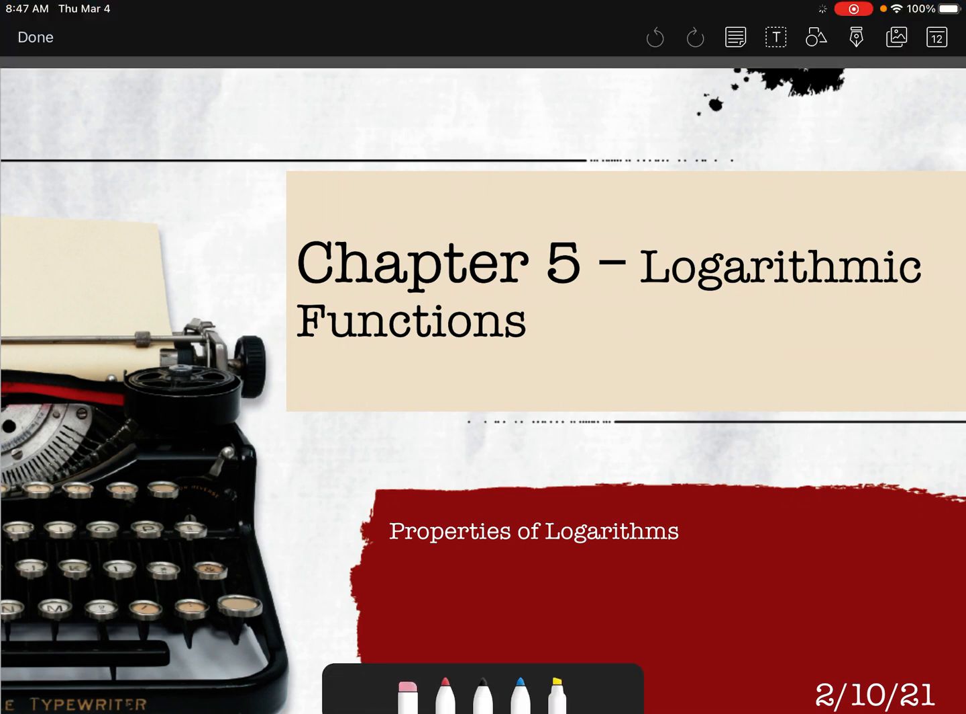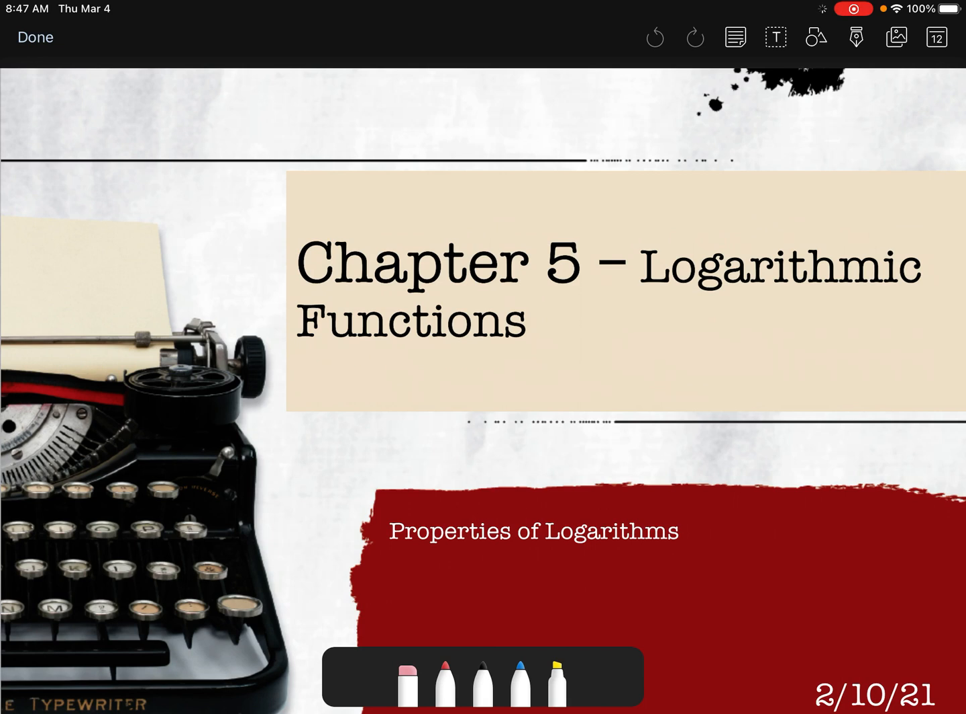Before starting this next section, please refer to the answers on the last assignment regarding logarithms and exponential functions and how they're related.